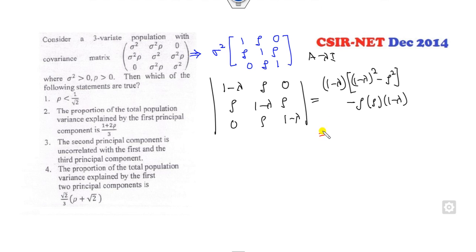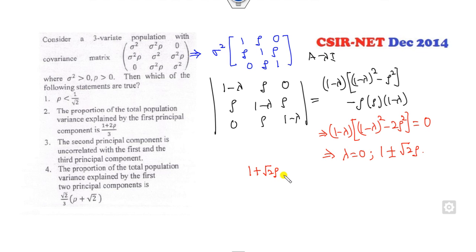So what is that? I can take 1 minus lambda as common, leaving 1 minus lambda whole square minus 2 rho square. What this means is one root is 0 and the other is plus minus root 2. So the largest eigenvalue is 1 plus root 2. The next value is 1 minus root 2, and the third is, sorry, 1. Then second value is here, third is this.